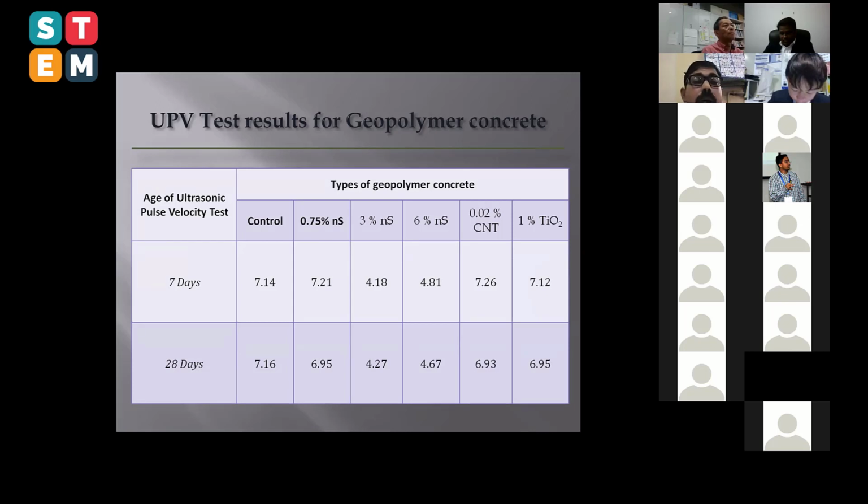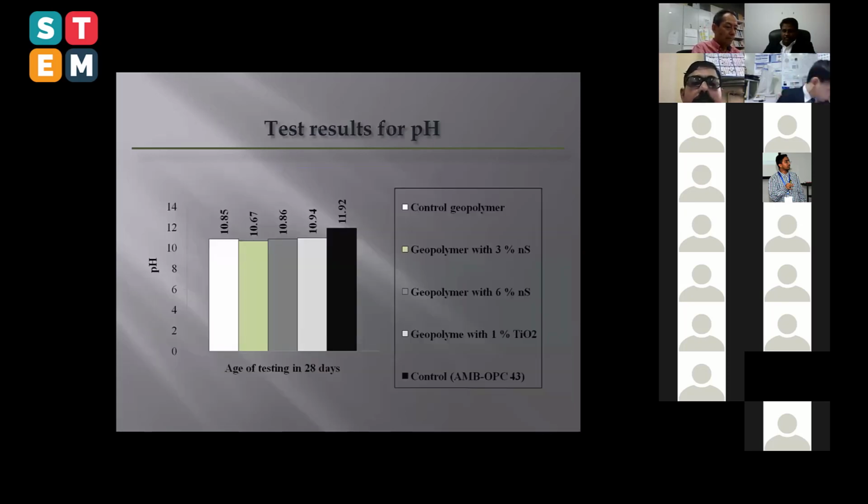We have done the ultrasonic pulse velocity test for 7 days and 28 days, for the different incorporations of nanomaterials. In general, we found that the ultrasonic pulse velocity result is comparatively higher than for the corresponding cement-based concrete.